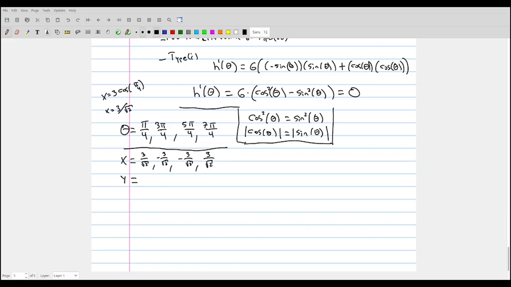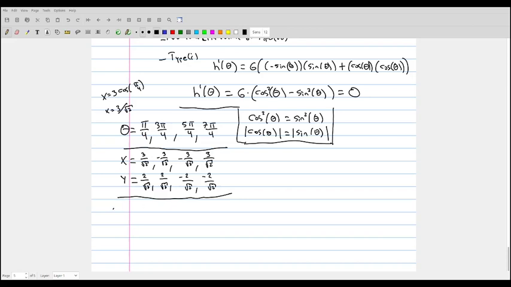For the corresponding y values on this ellipse, you'll have that y at pi over 4 is going to be 2 over the square root of 2. For 3 pi over 4, it's also going to be 2 over the square root of 2. For 5 pi over 4, it's negative 2 over the square root of 2. And for 7 pi over 4, it is also negative 2 over the square root of 2. So these are potential max and mins on the boundary.